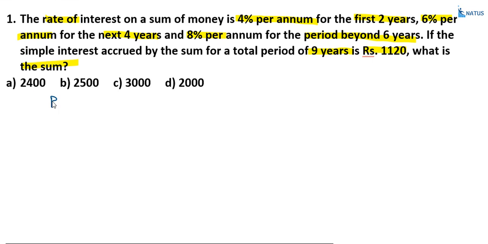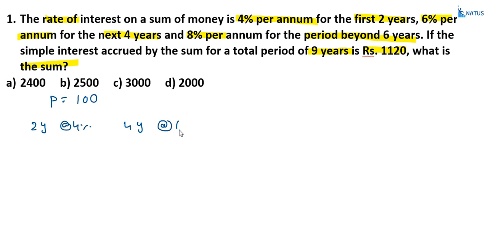Suppose we take the principal to be 100 rupees. What is the first condition? 2 years at the rate of 4% per annum, next 4 years at the rate of 6% per annum, and the next remaining 3 years at the rate of 8% per annum.